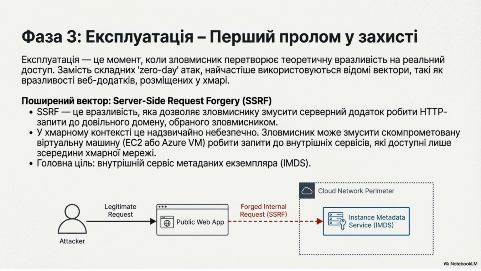Phase 3, exploitation. This is where a theoretical vulnerability becomes a real exploit. Server-side request forgery, or SSRF, is a common vector. In a cloud context, SSRF is dangerous as it can be used to make requests to internal services, such as the Instance Metadata Service, or IMDS.